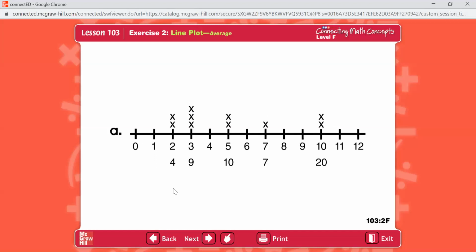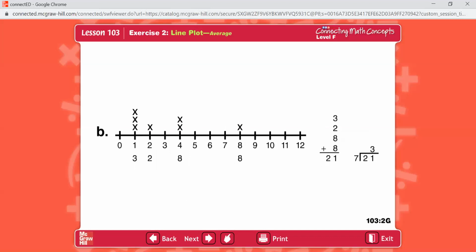Problem B. Write the total for each column and add. Count the number of x's and figure out the average. Pause the video now to work the entire problem. Here's what you should have. There are 7 x's, so you work the problem 21 divided by 7, giving you the average of 3.